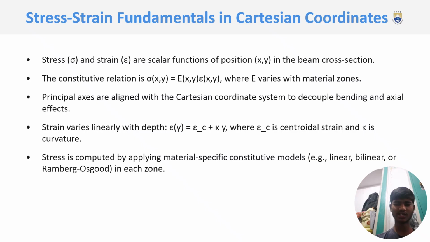Stress-strain fundamentals in Cartesian coordinates. Stress means sigma and strain means epsilon. These two, stress and strain, are scalar functions of position x, y of the cross section in the beam. The constitutive relation is sigma of x, y equal to E of x, y times epsilon of x, y, which varies with material zones. Principal axes are aligned with the Cartesian coordinate system to decouple bending and axial effects.